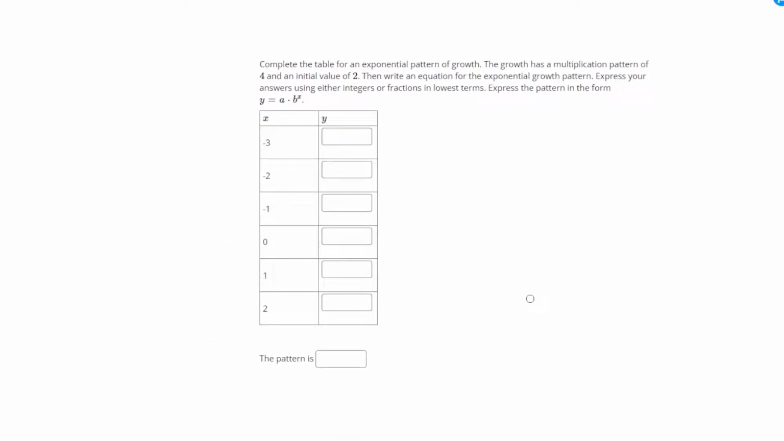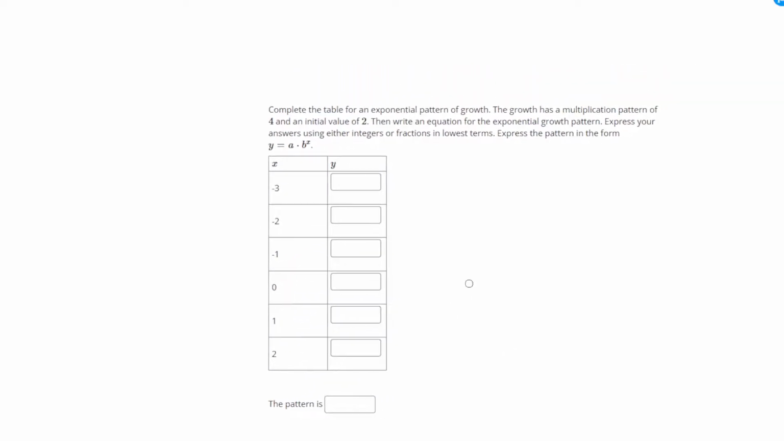Anyway, so what we want to do for this first problem is to complete a table for an exponential pattern of growth. The growth has a multiplication pattern of 4 and an initial value of 2. Then write an equation for the exponential growth patterns. Express your answers using either integers or fractions in lowest terms. Express the pattern in the form y equals a times b^x.